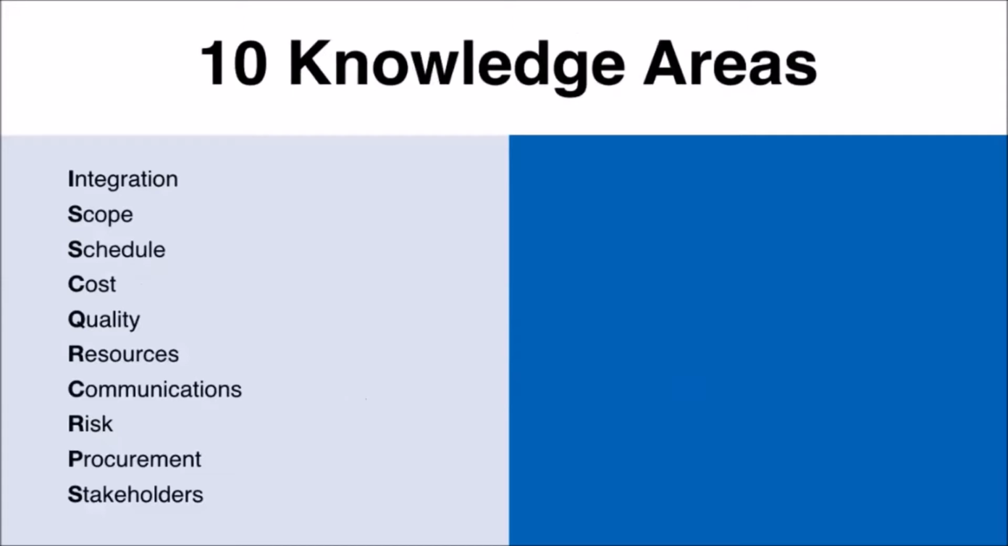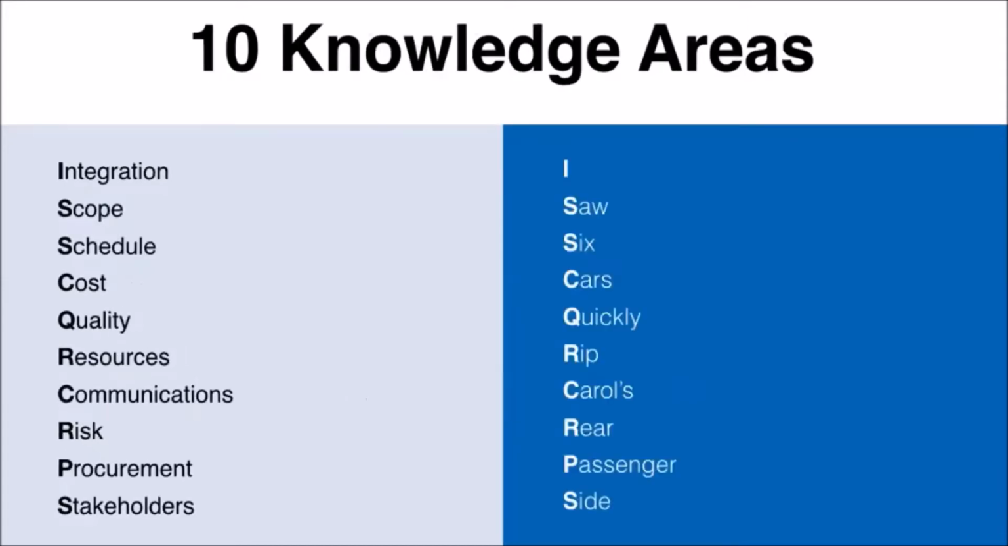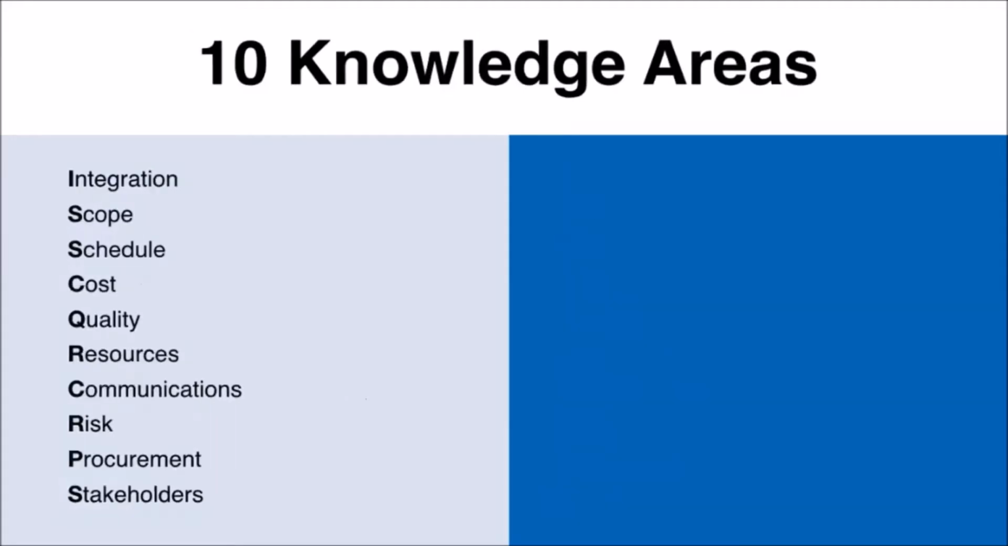We have seen one mnemonic, and the second mnemonic is: I saw 6 cars quickly rip carrier's rear passenger side. Once again, I saw 6 cars quickly rip carrier's rear passenger side. I would like you to stop this video right now and make your own mnemonic by utilizing integration, scope, schedule, cost, quality, resource, communication, risk, procurement, and stakeholder.